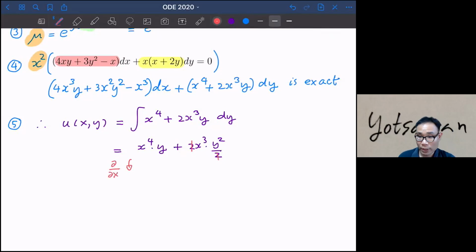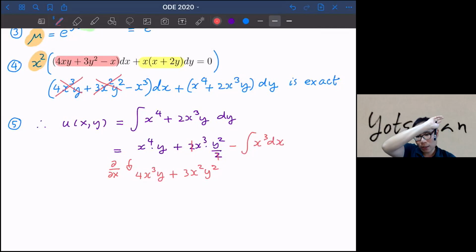And the next step I'm gonna compute d/dx. So we find the partial derivative with respect to x. This one is going to be 4x to the third y, and the derivative of this one with respect to x will be 3x squared y squared. So for this one you can cross these two out, and you're gonna continue, copy down, integrate x cubed dx.